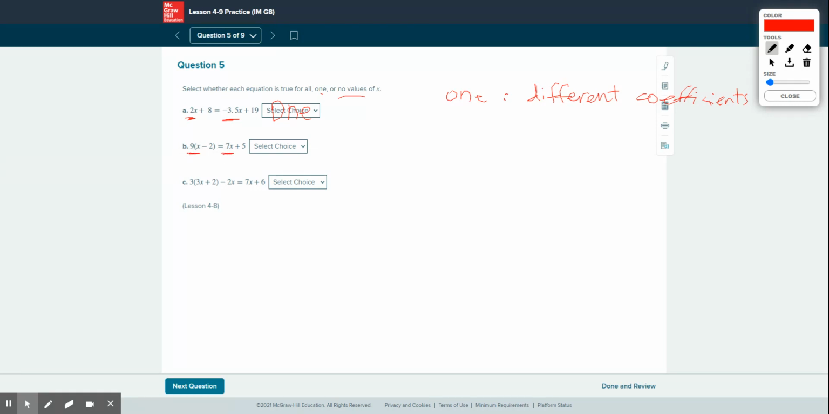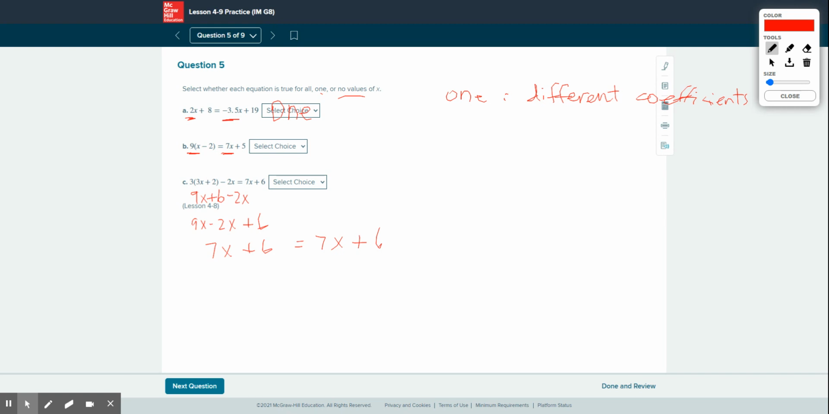We have 9 times X after distribution compared to 7 times X after distribution. Different coefficients, one solution. Letter C, as I simplify, 3 times 3 is 9 times X plus 6 minus 2 times X. And I simplify further, like terms are 9 times X and a minus 2X. So 9 times X minus 2X plus 6 is the same thing as 7 times X plus 6, which is compared to 7 times X plus 6.